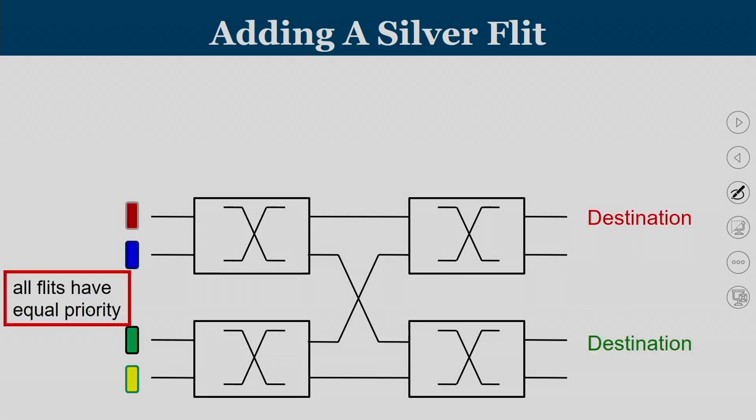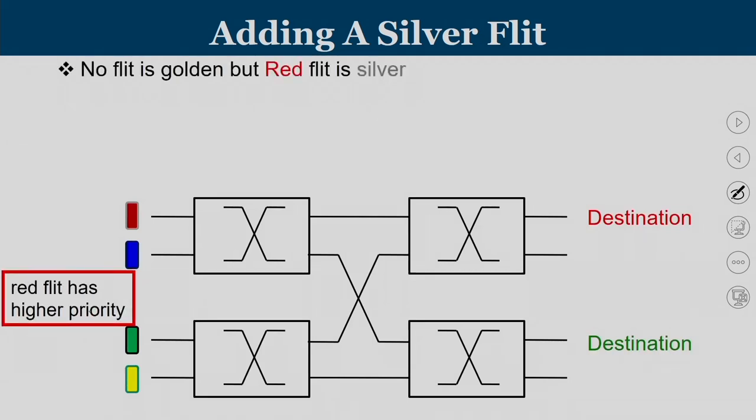Consider that you are going to make one of the flits a silver flit. The red flit is being considered as silver. In this scenario, none of the flits are golden. The red flit is being given a higher priority, and that is a local thing. Whenever a flit reaches here, one of the flits is chosen by random. In this case, the red flit is chosen by random. The red flit is known as the silver flit.